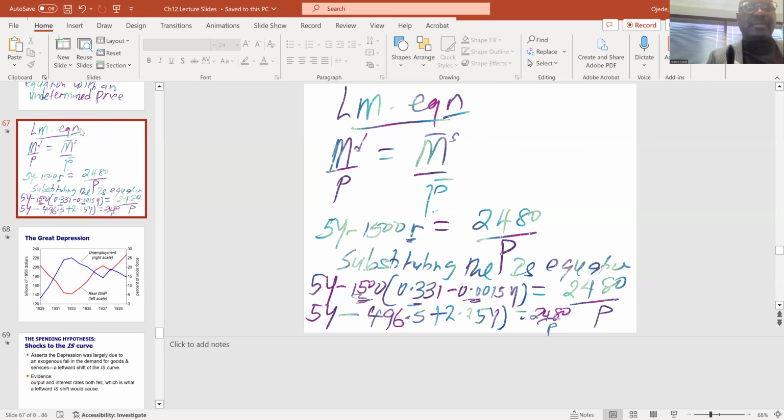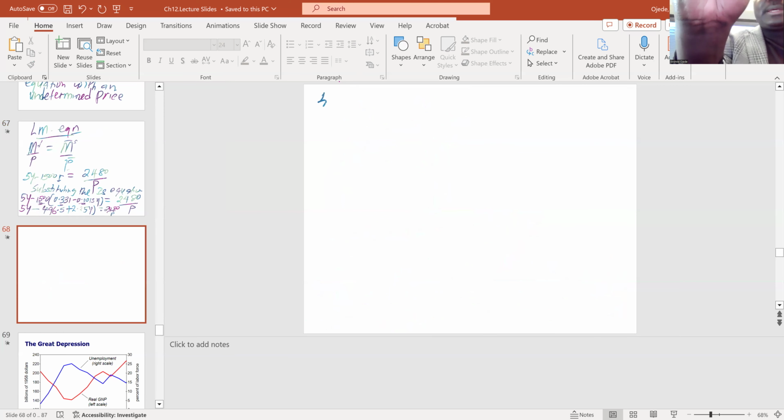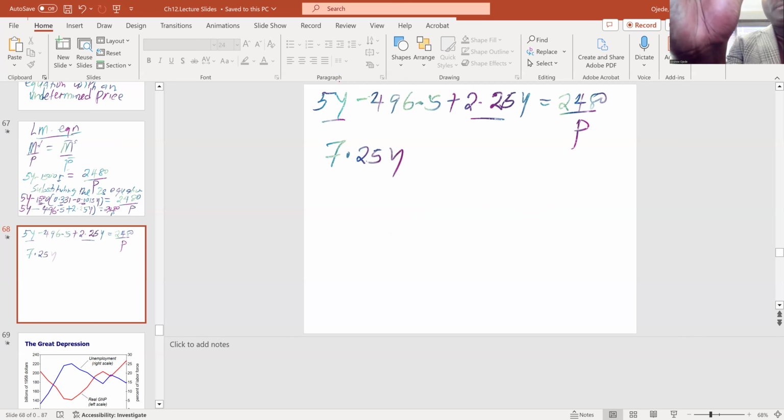Then we just clean up a little bit for the expression for the aggregate demand. On the next slide, you're going to have 5y, let me duplicate it here. What we found is 5y minus 496.5 plus 2.25y equals 2480 over P. So 5y plus 2.25y, those are like terms. That's going to be 7.25y minus 496.5 equals 2480 over P.